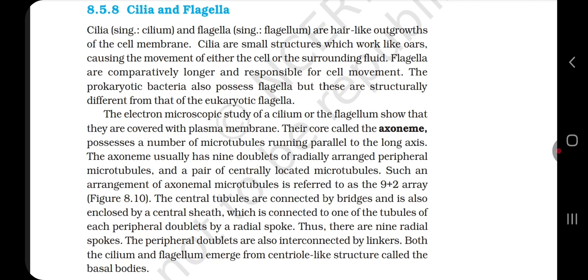The central tubules are connected by bridges and are also enclosed by the central sheath, which is connected to one of the tubules of each peripheral doublet by the radial spoke. Thus, there are 9 radial spokes. The peripheral doublets are also interconnected by linkers. Both the cilium and the flagellum emerge from centriole-like structures called the basal bodies.